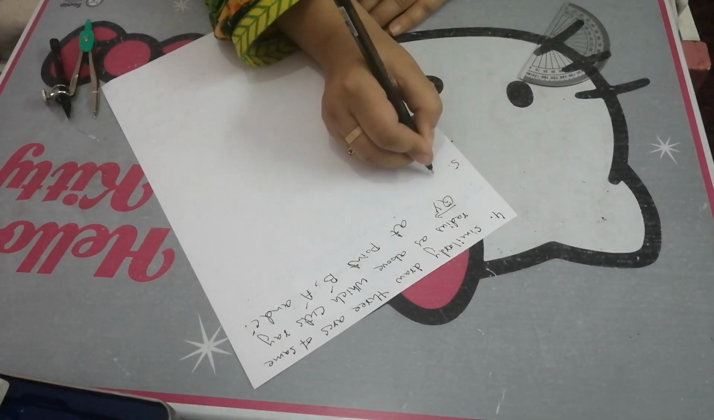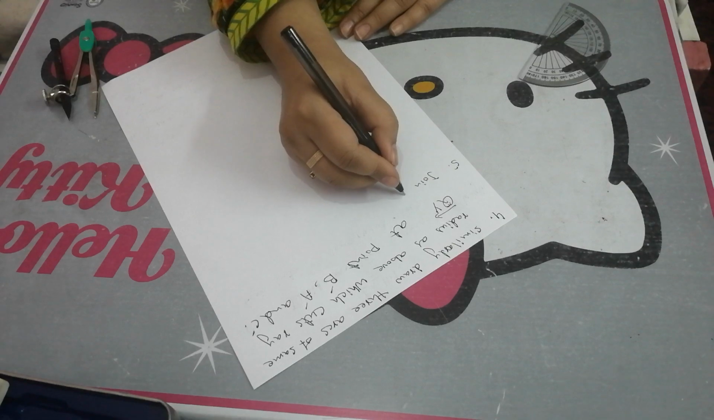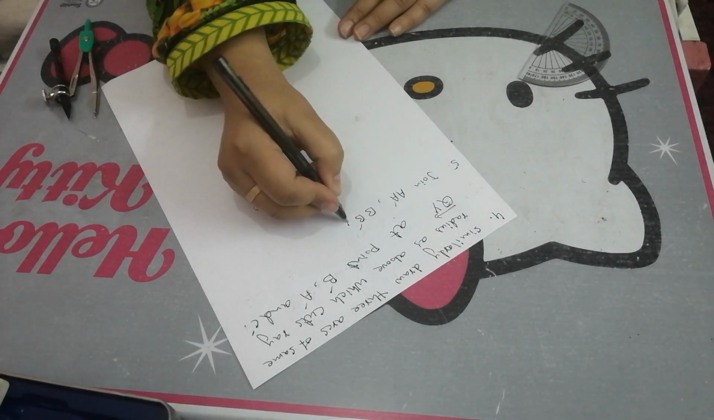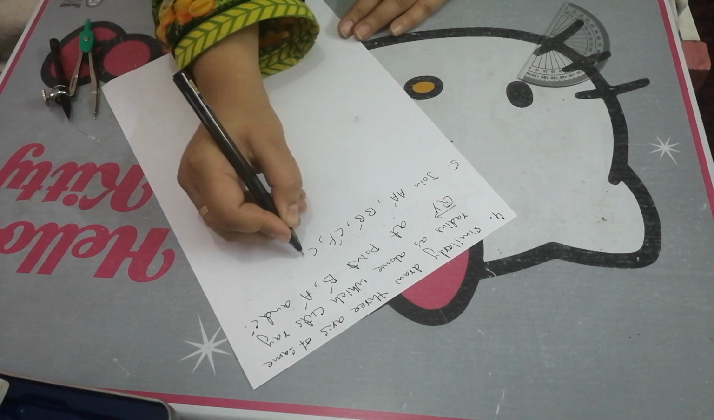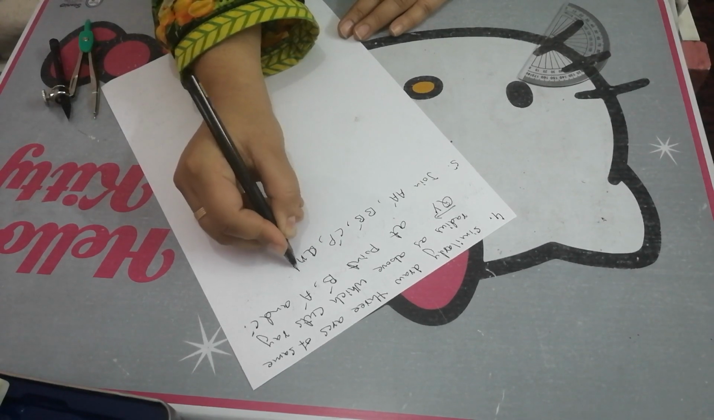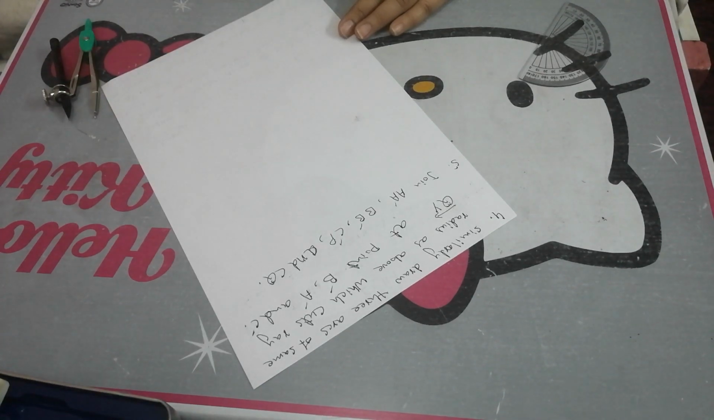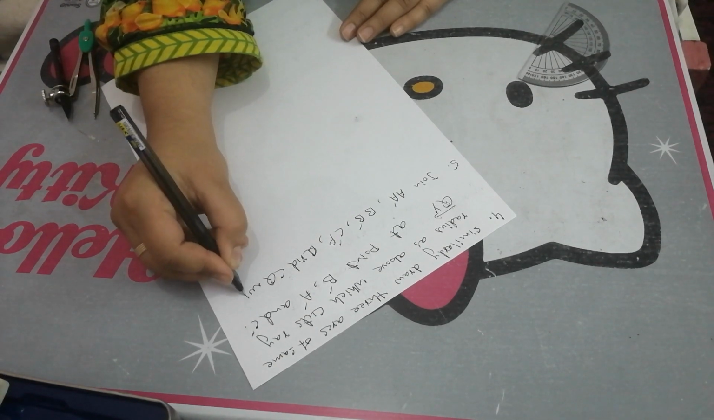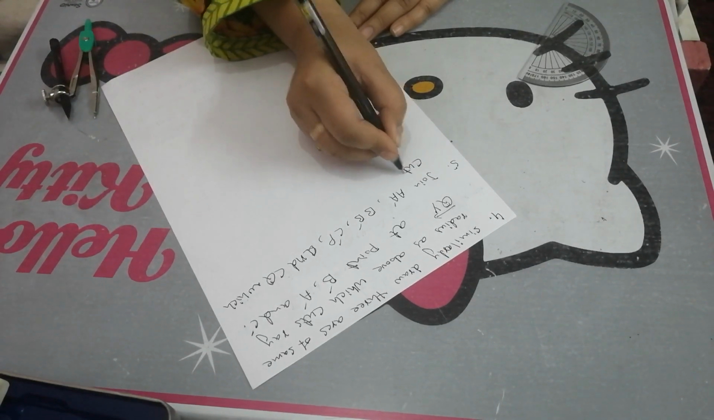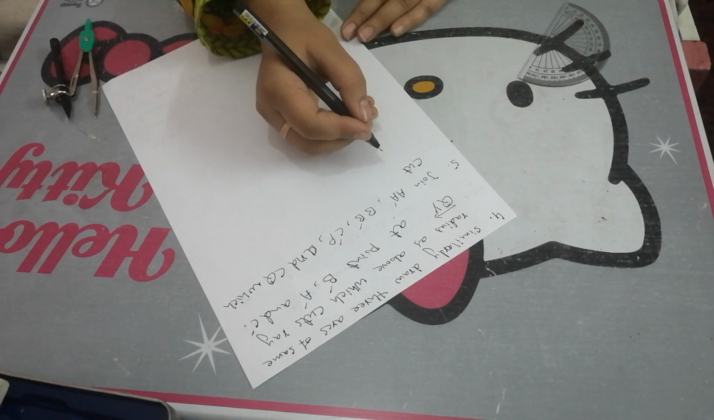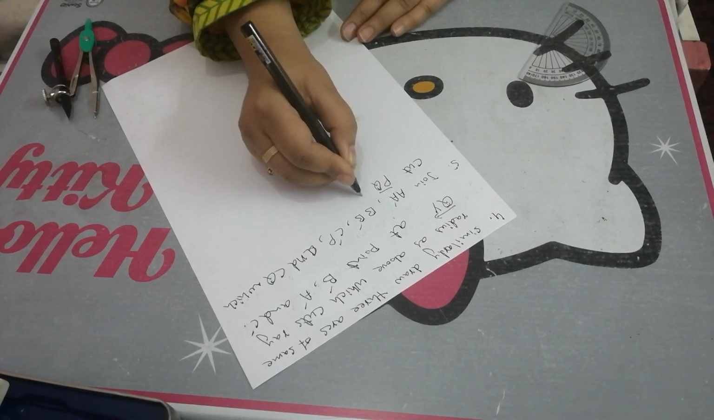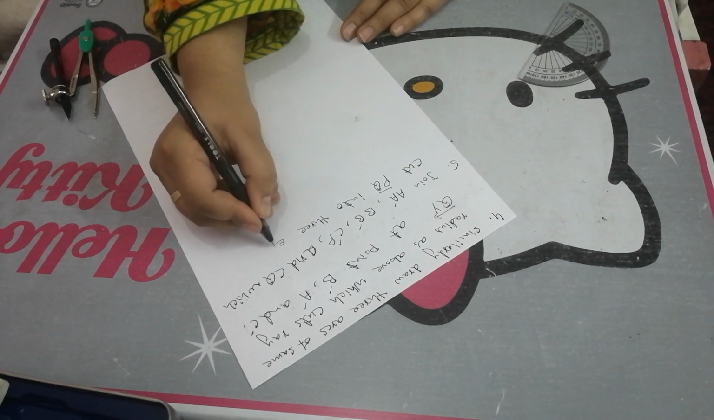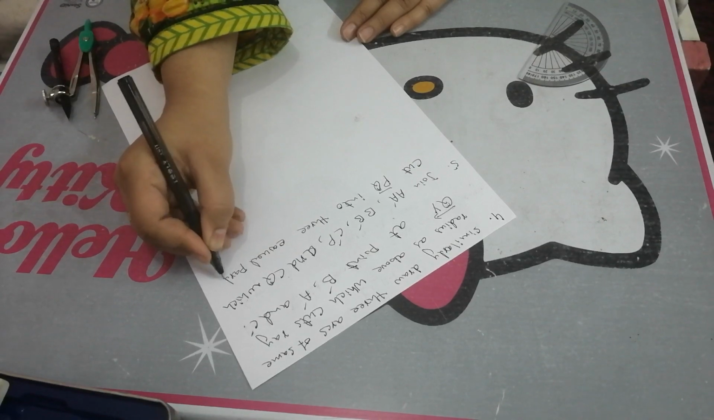So in the 5th step we write: join A with A bar, B with B bar, C bar with P, and C with Q. So by joining these, they cut PQ into 3 equal parts, or you can say congruent parts.